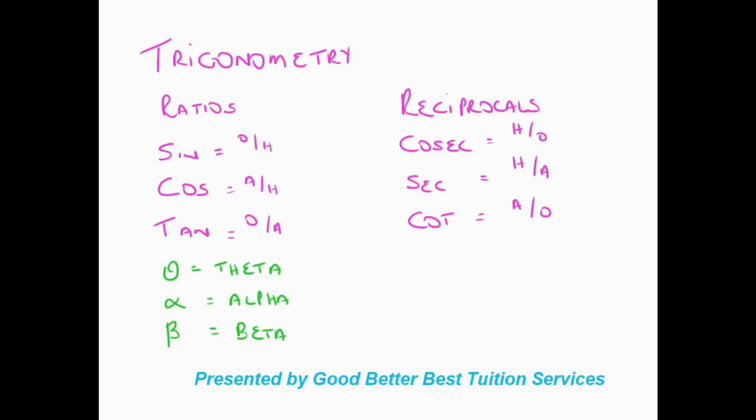Can you see that when we look at sine, it's opposite over hypotenuse? If you look at cosec, it's hypotenuse over opposite. Do you see that?